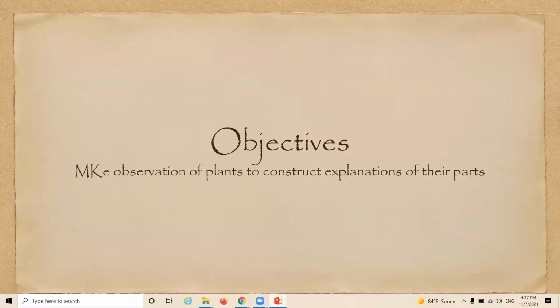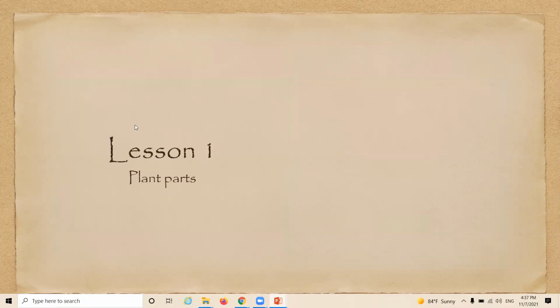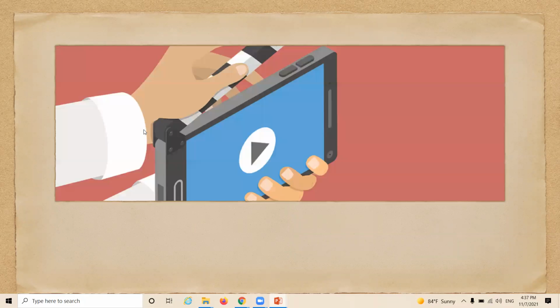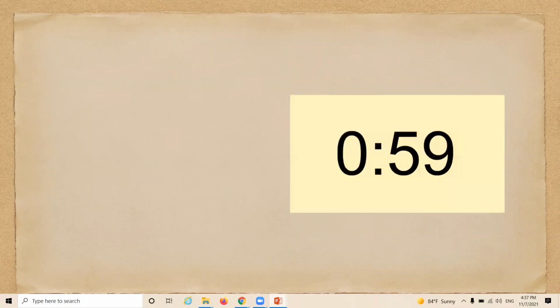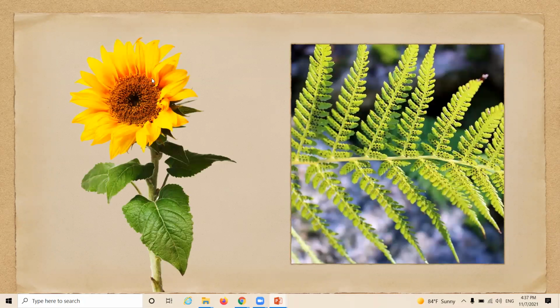Let's start today. Inshallah, we have a quick revise on lesson 1. Plant parts. What about the plant? The plant has different parts. Yeah, you know that the plant has different parts. But first, let me show you this picture. Try to compare between picture number 1 and number 2.